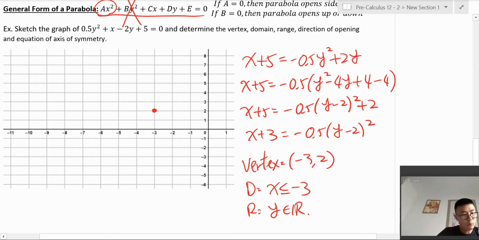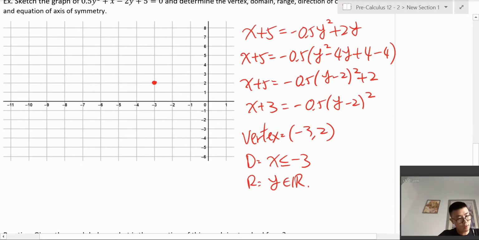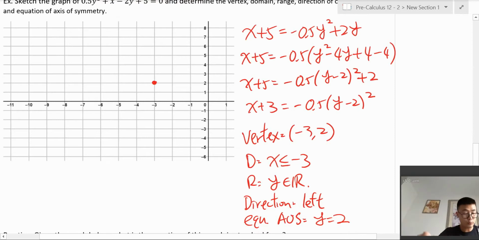What else do I need to find? Direction of opening. Direction of opening is going to be left, and the equation of the axis of symmetry, AOS, is going to be y equals 2. That's where our vertex is, and it's opening sideways, so we know the mirror is right here. That's our mirror.